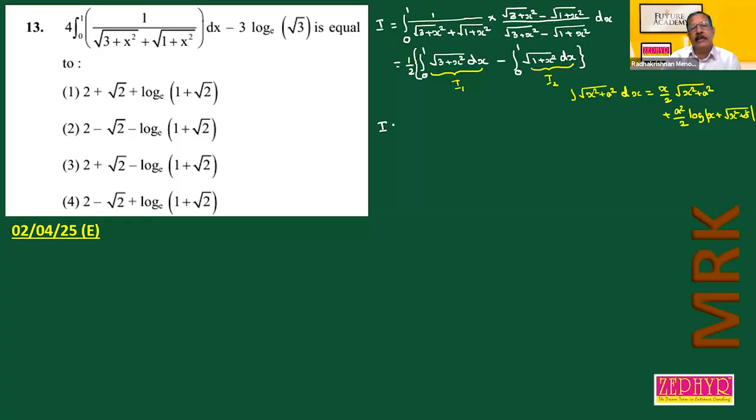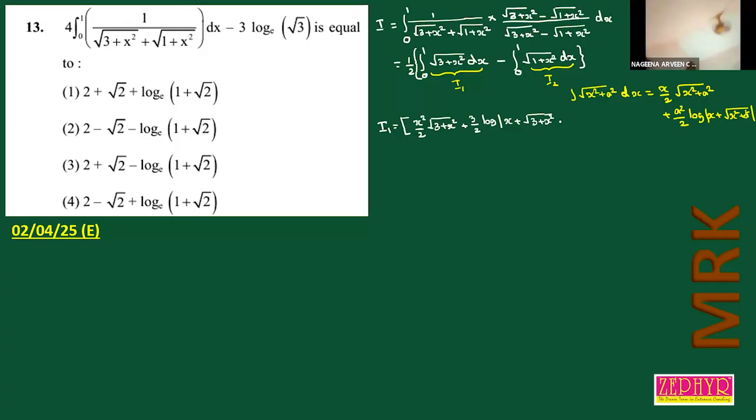So I1 between the limits 0 and 1, x by 2 root of x squared plus a squared, that is root of 3 plus x squared, plus a squared by 2, that is 3 by 2, log mod x plus root of x squared plus a squared, that is root of 3 plus x squared. Between 0 and 1, evaluate it.